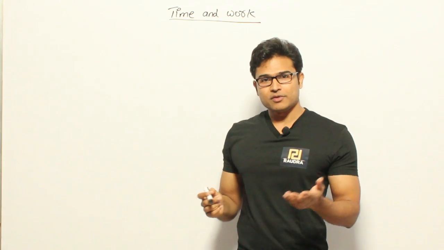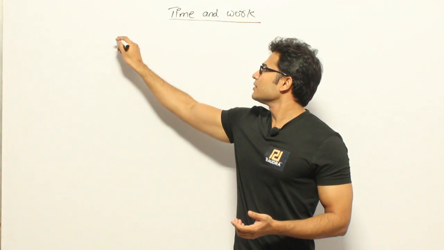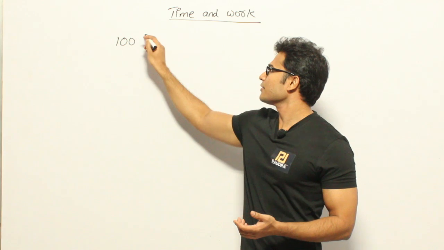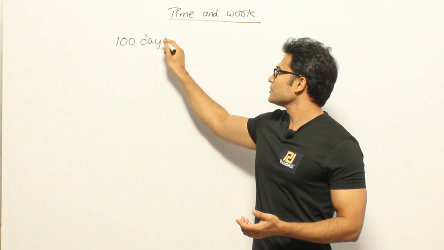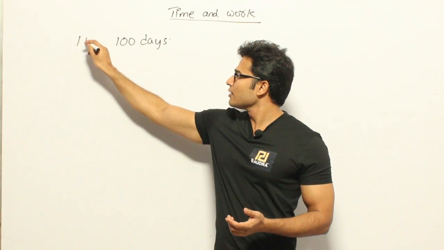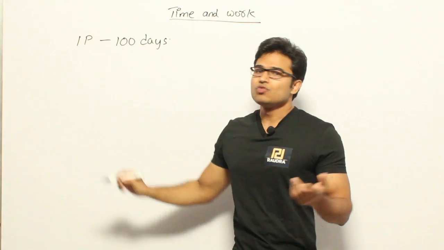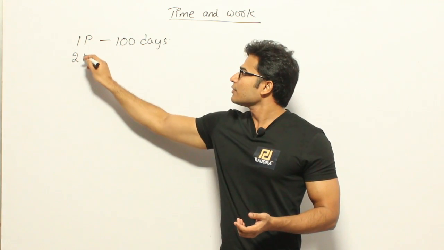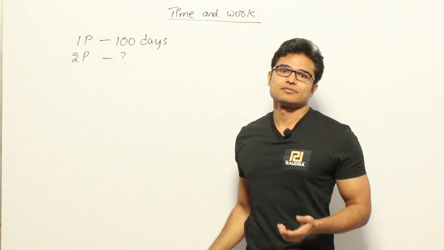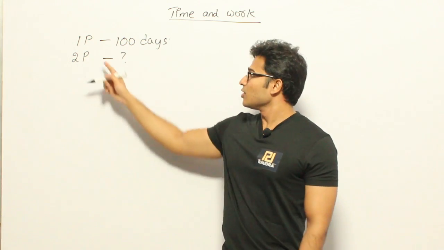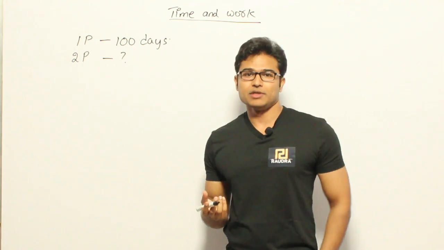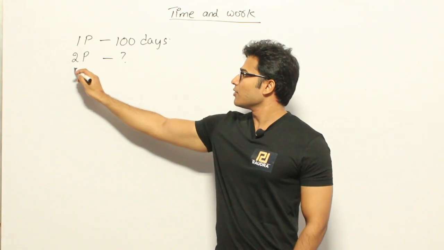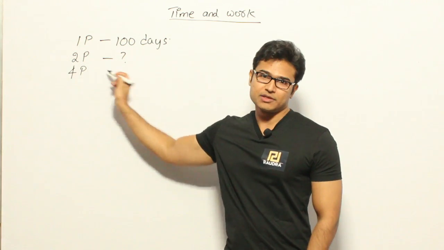They might say that in order to construct a building, it requires 100 days if one person is working. Now they might ask if two people work on it, then how many days does it take? It is obviously 50, given that both the people have the same capabilities, right? And if 3 people are working or 4 people are working, how many days does it take?